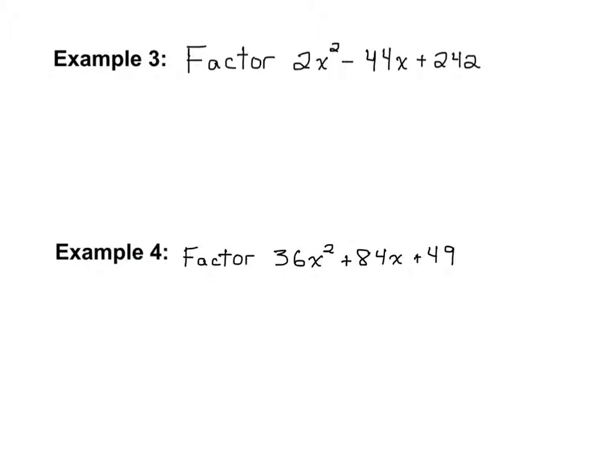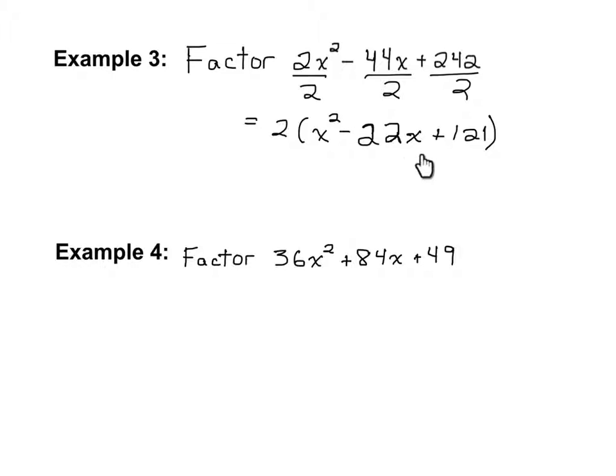Example 3 is not as immediately apparent that it's a perfect square trinomial because we have a 2x squared in the first term and 2 is not a perfect square. But we can take out a greatest common factor of 2. So if we divide every term by 2, we get 2 bracket x squared minus 22x plus 121. And what we have now in the brackets is a perfect square trinomial.